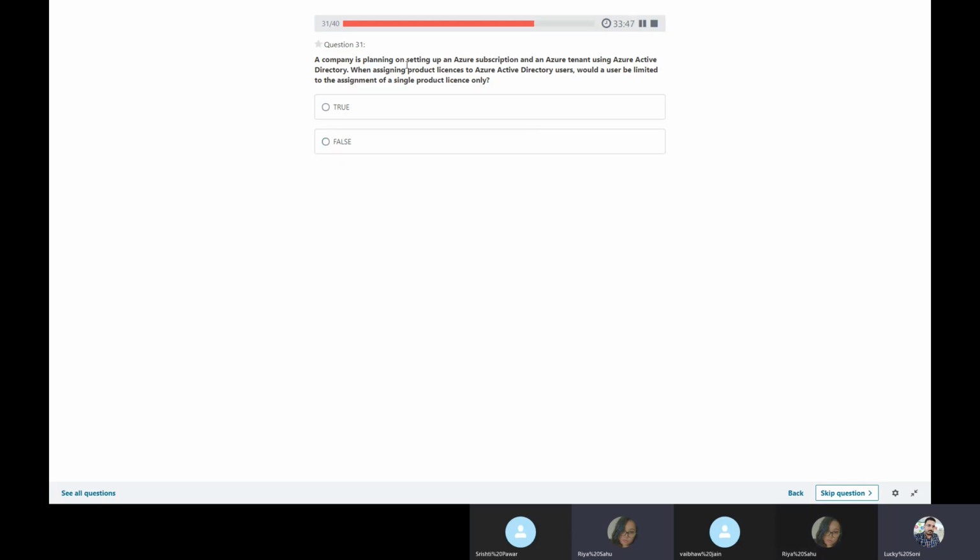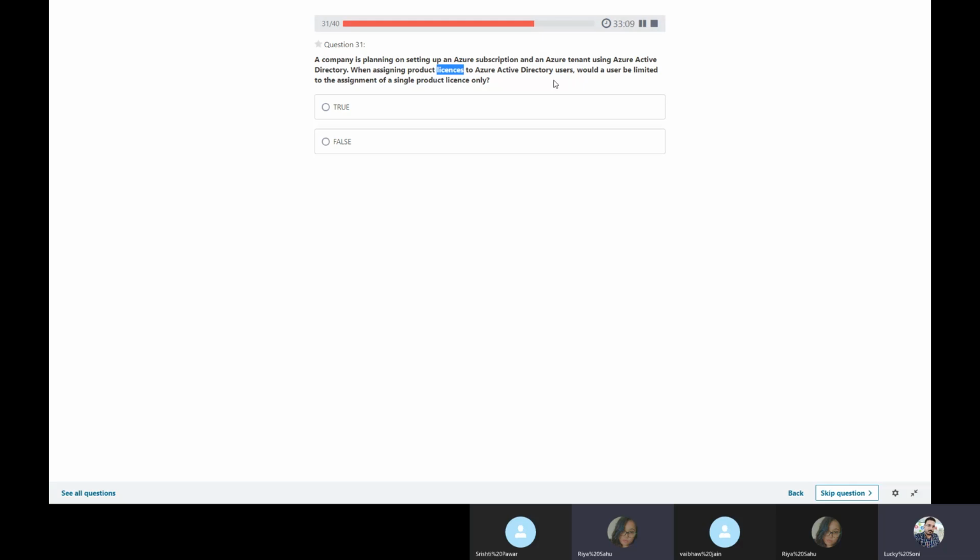See. Our company is planning on setting up an Azure subscription and Azure tenant using Azure Active Directory. When assigning product license to the Azure Active Directory users, would our user be limited to the assignment of the single product license only? They are talking about what? Product license, right? So single user only they are asking, single product license only. You are going to assign the single license only for the single user.